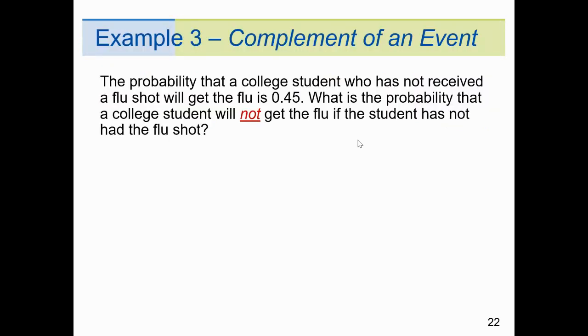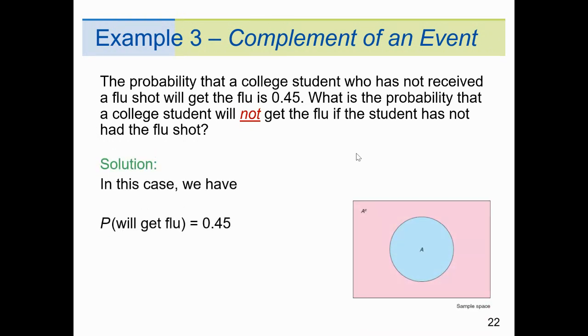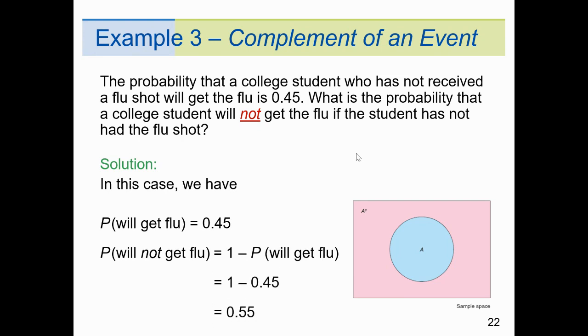The probability of a college student who has not received a flu shot getting the flu is 0.45. What's the probability that a college student will not get the flu? Well, in this case, the probability of getting the flu is 0.45. The probability of not getting the flu is 1 minus the probability of getting the flu. 1 minus 0.45 is 0.55. Either you're going to get the flu or you don't get the flu. Two things, and the sum of those probabilities equals 1. So if I know the probability of getting the flu is 0.45, the probability of not getting it is 1 minus 0.45.